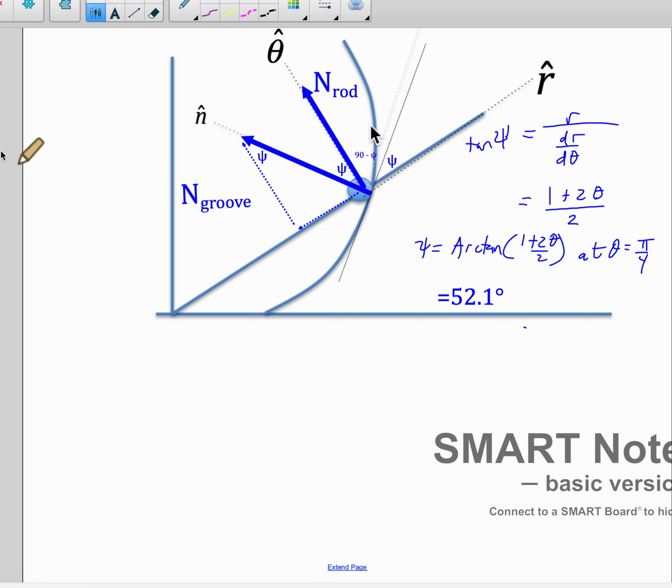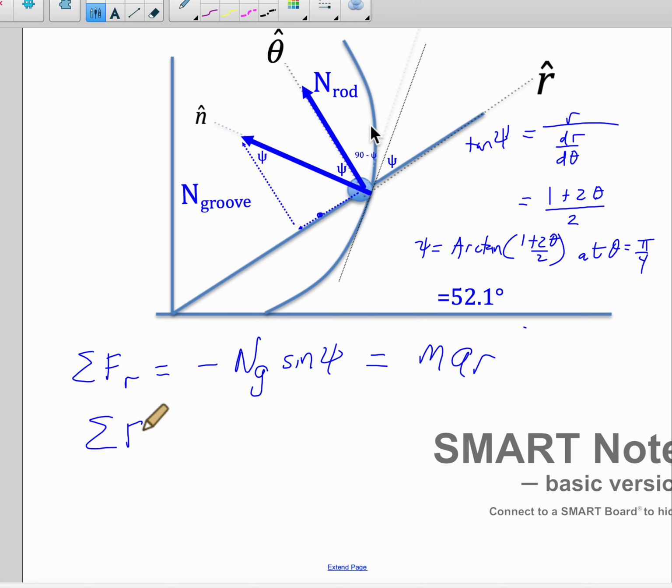Let's proceed to write out our force equations now that we know that psi angle. Sum of the forces in the r hat radial direction, there's only one, this guy right here. It's in the negative radial direction. It's normal groove sine of psi, and that's got to equal the mass times the radial acceleration. Sum of the forces in the angular direction, there's two. We've got normal rod, positive, I should call that NR for normal rod, and then we've also got normal groove cosine psi in the positive angular direction.